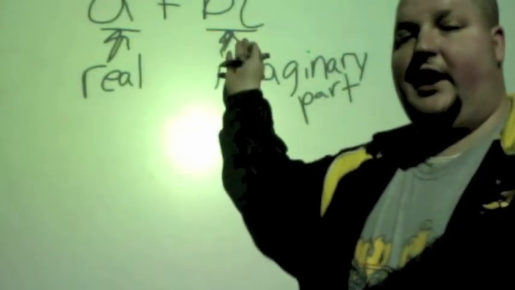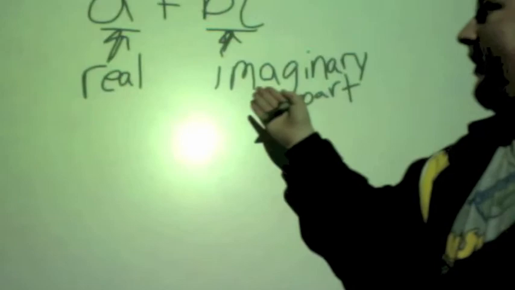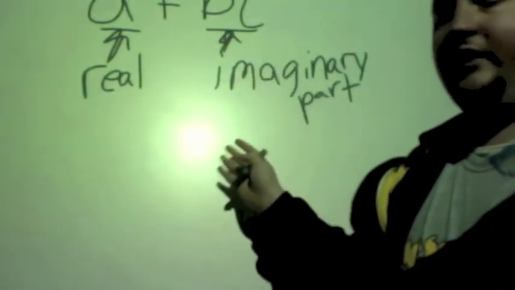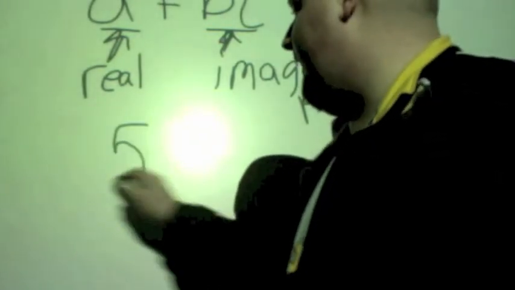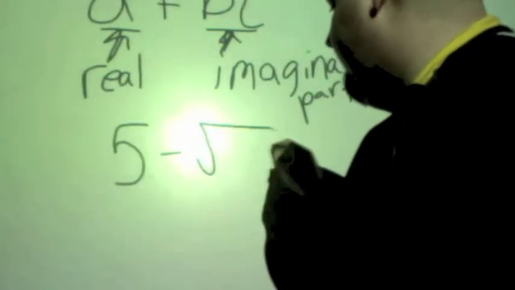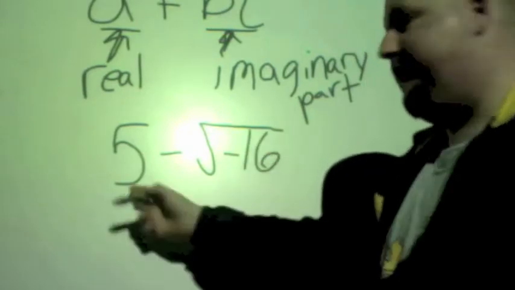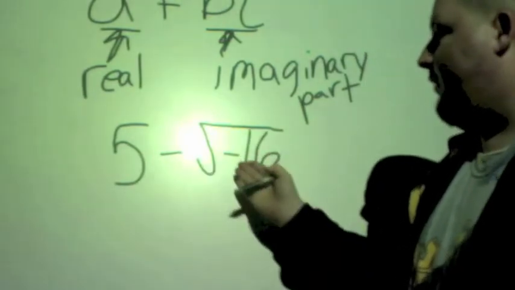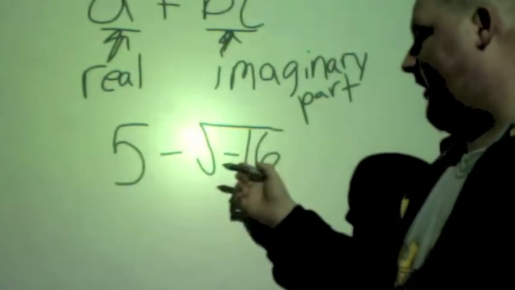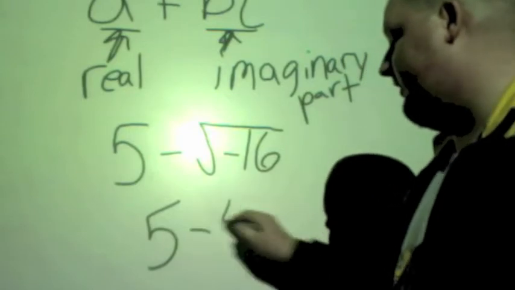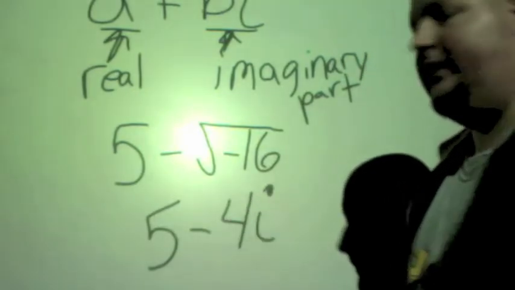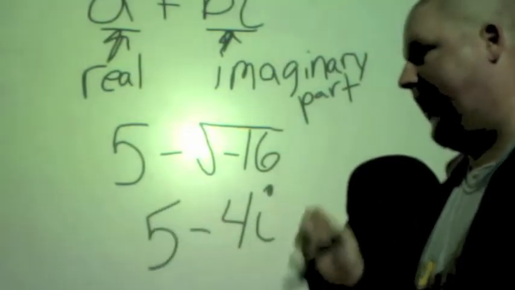When you're dealing with complex numbers, they are always written in the form a plus bi. a is the real part, and bi is the imaginary part. When you have a number such as 5 minus the square root of -16, 5 is the real part. When we have to factor the -16, that becomes 4i. We would write this as 5 minus 4i. That's an example of a complex number.